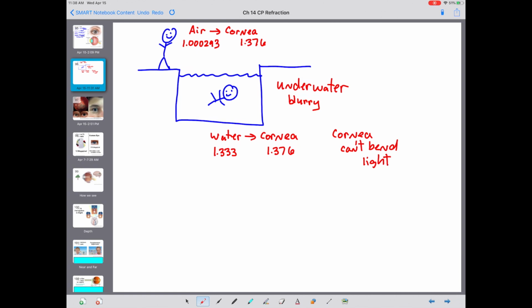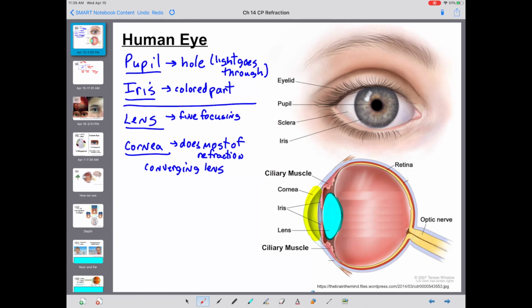So when you wear goggles, it's not about the design, the plastic, or anything about that. It's about trapping an air bubble against your eye to allow the cornea to do what it is supposed to do. So back to here, your cornea does that major refraction.